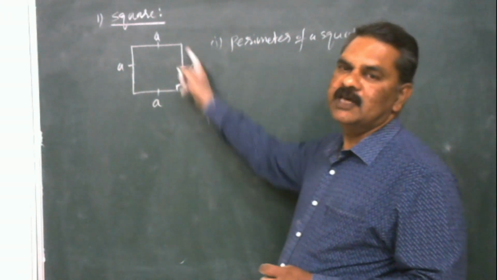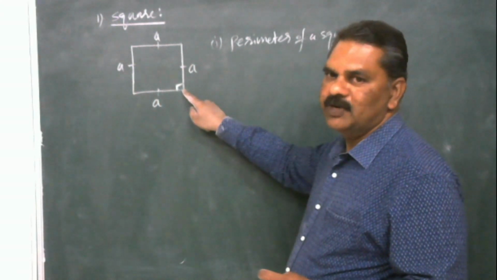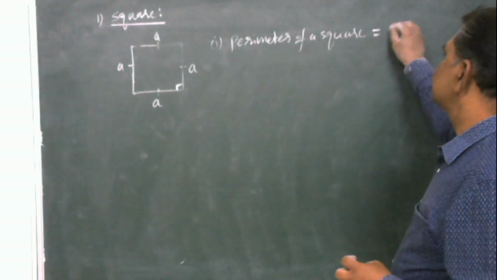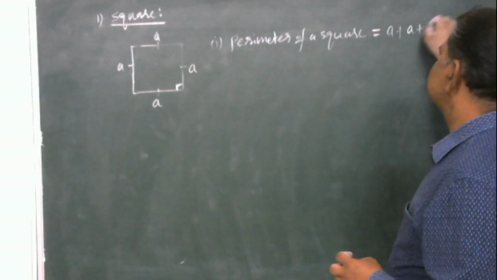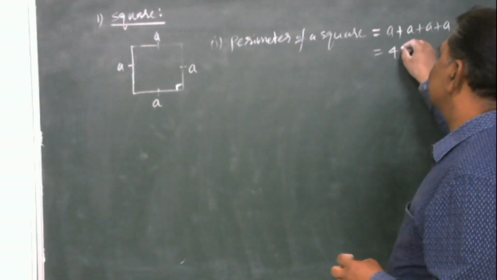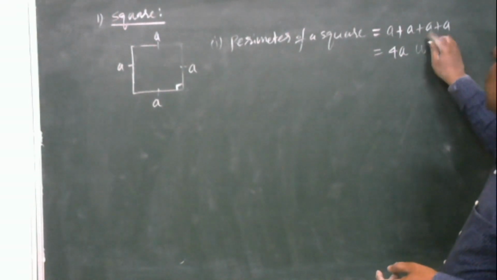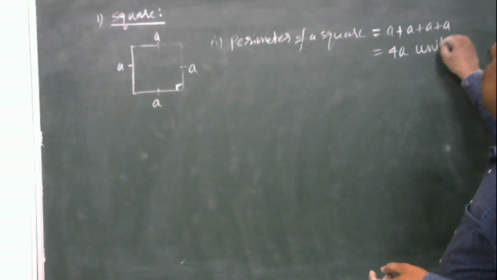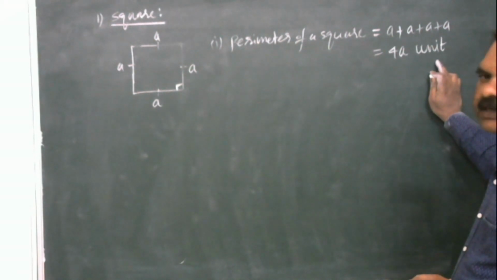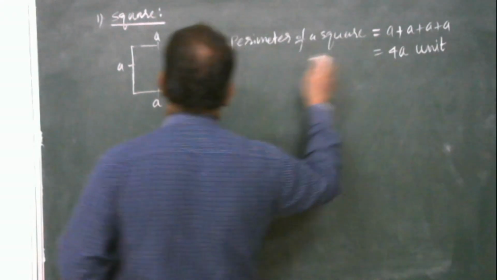So we move around the closed figure once. We start from here and cover A unit plus A unit plus A unit plus A unit. So the perimeter of a square is A plus A plus A plus A, which is 4 into A, 4A. Whatever the unit may be, you write 4A unit. If it is centimeter, 4A centimeter; if meter, 4A meter; if kilometer, 4A kilometer. That is the perimeter of a square.